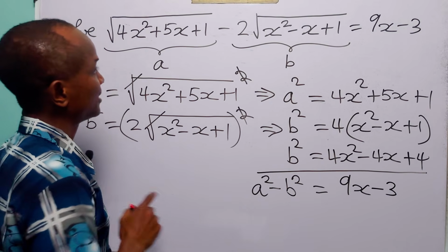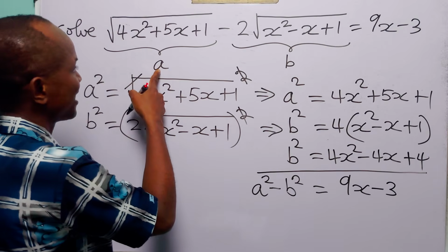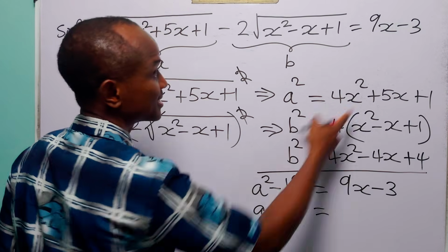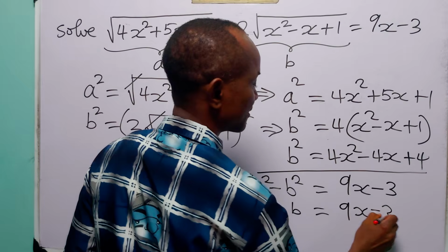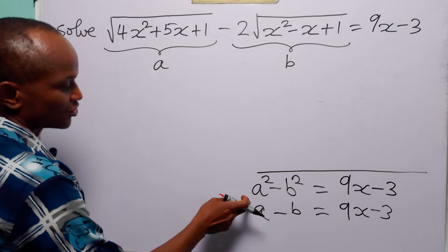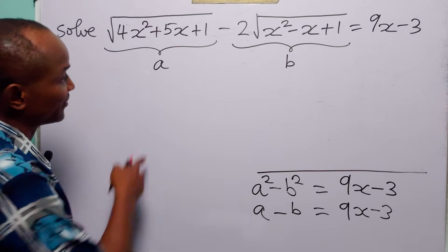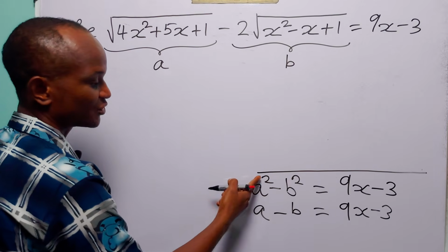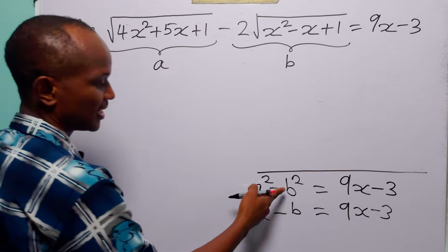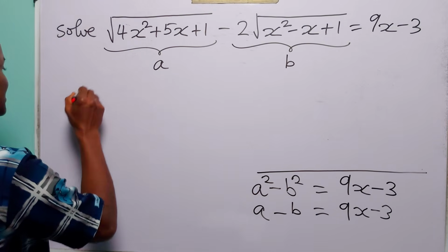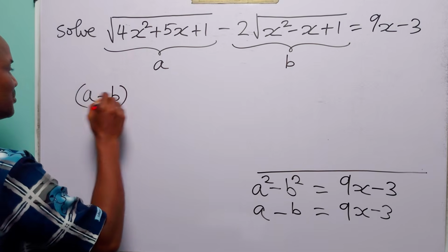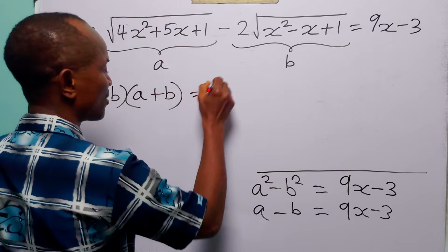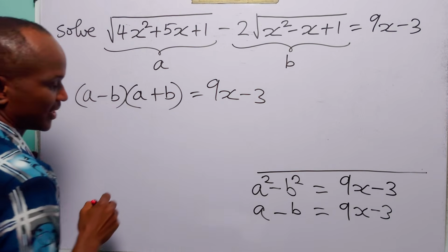But now let us not forget that from our original substitutions, we have that a minus b is equal to 9x minus 3. Now, to solve these simultaneous equations and find the values of a and b, let us start with this first equation. You can see the difference of two squares, and you know how we factorize this. The left-hand side of this first equation can be written as a minus b multiplied by a plus b. And of course, this is equal to 9x minus 3.